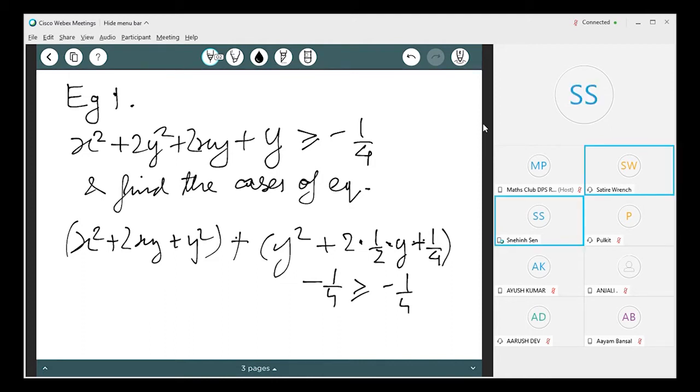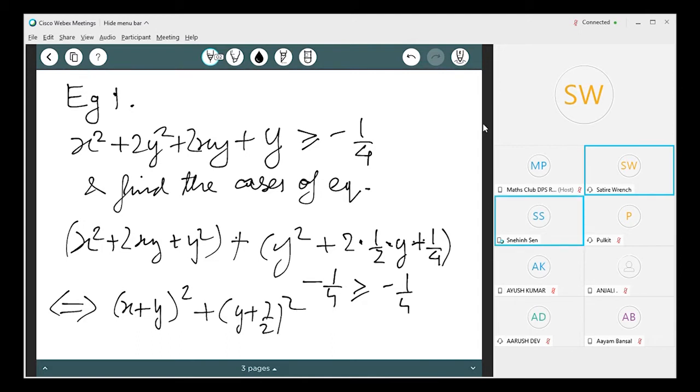So then these are both only if x plus y whole square plus y plus half whole square is greater than or equal to 0, because of cancelling out. And this is only possible when y is equal to minus 1 by 2 and x is equal to half. So that's the idea over here.